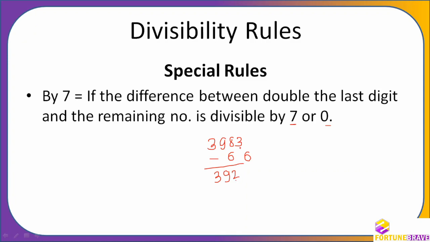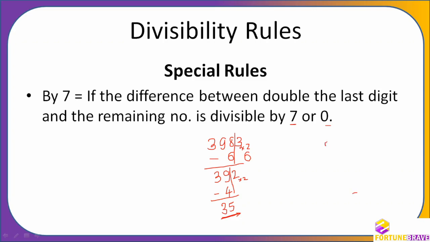392 is still a big number, so I can continue this. I can again double the last digit and subtract from the remaining number. 2 into 2 is 4, and subtracting it from 39 gives 35. You know that 35 is divisible by 7, since 7 fives are 35. You need not go further, but you can go on doing bigger numbers as well.